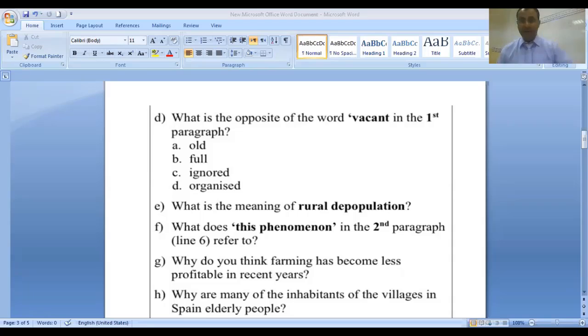Now, we have another question regarding this text. Question number E: what is the meaning of rural depopulation?